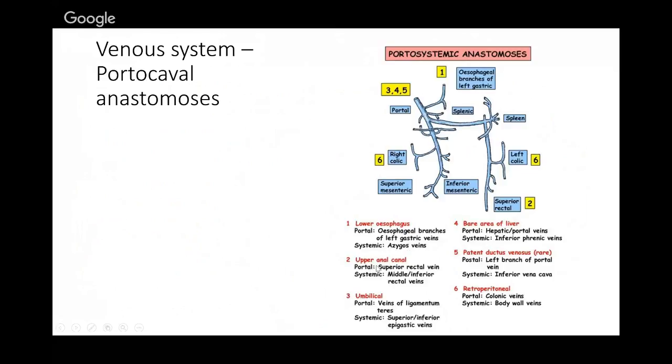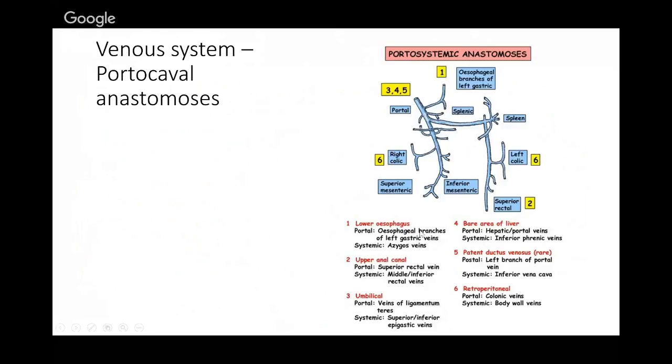The second one is in the upper anal canal, where the superior rectal vein meets the middle or inferior rectal vein, and in the umbilical region, where the vein of the ligamentum teres meets the superior and inferior epigastric veins. The rest is less talked about.